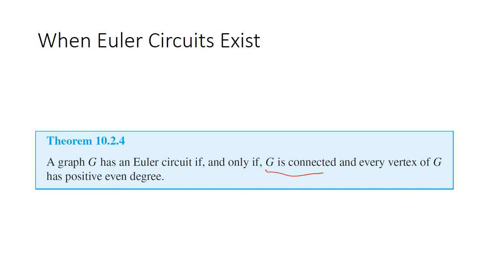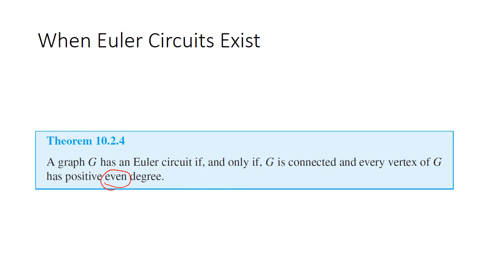And then the part about all the degrees being positive and even. So firstly, the word positive there is just trying to eliminate the possibility that any of them have 0 degree. That's kind of covered by being connected, though, I think, so that wasn't really necessary. But the even part here is important.